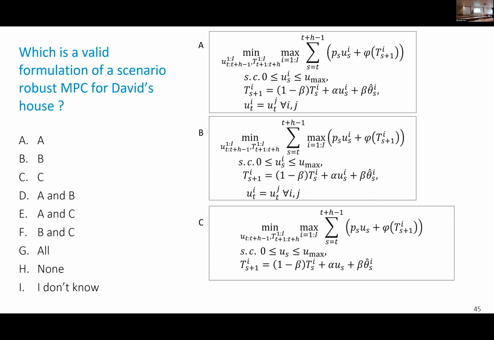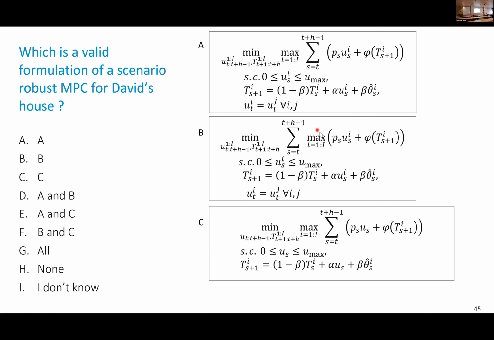I close the poll in a few seconds. And the majority says A only, which is the correct answer. A is exactly the problem we've seen with a robust formulation that takes the max cost. That's the integral of the penalty cost over one scenario. We take the max over all scenarios, which is, again, the robust thinking. We have a number of scenarios. We don't know which one will happen, and we don't want to put probabilities on them, so we just take the max.